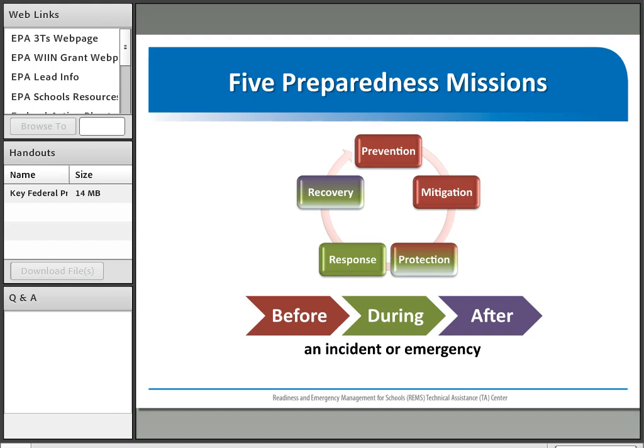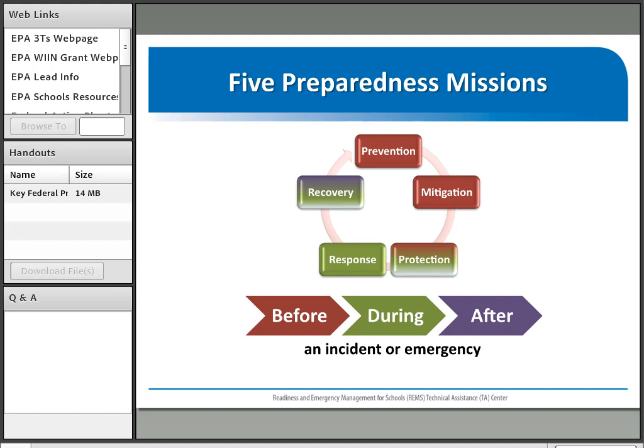for our EOP. These 5 mission areas generally align with the 3 timeframes that Madeline was mentioning before that are associated with an incident: before, during, and after. So before, the majority of prevention, mitigation, and protection activities generally occur before an incident, although these 3 mission areas do have ongoing activities that can occur throughout an incident. Response activities occur during an incident. Recovery activities can begin during an incident and occur after an incident.